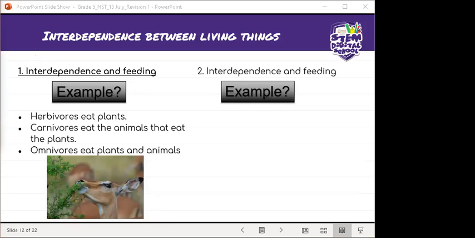I've also written it in the group. So just fix the number 2. It is not feeding, it is pollination. How are plants dependent on animals to be pollinated, or how are plants dependent on any other factor to be pollinated? You can raise your hand or you can write in the group. Interdependence and pollination. Give me an example of interdependence and pollination.